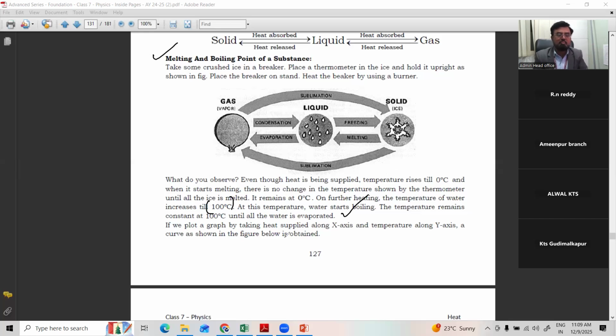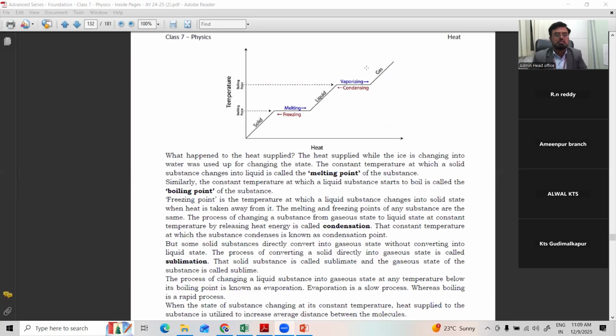If you plot a graph by taking heat supplied on the x-axis and temperature on the y-axis, you can see on the graph how the change takes place. So, heat versus temperature. Up to here, the solid is a completely straight line. During melting, there is no change in temperature, meaning until all the ice is converted into liquid, there is no change in temperature.